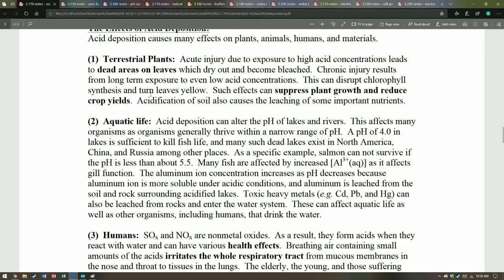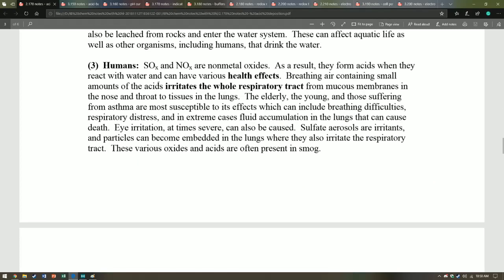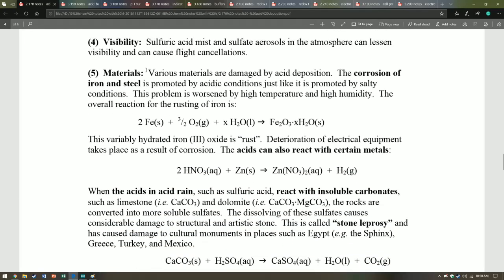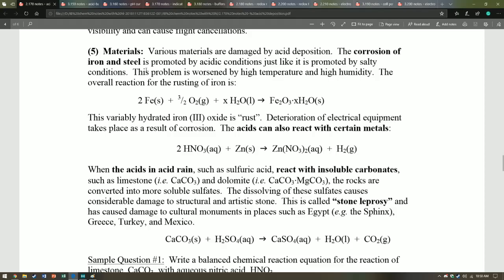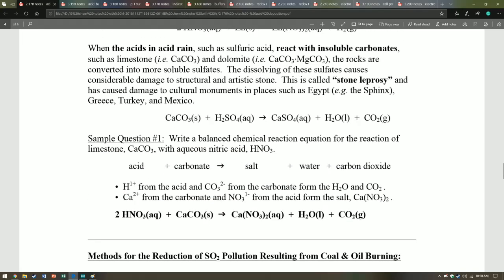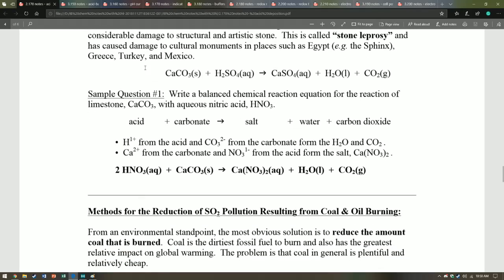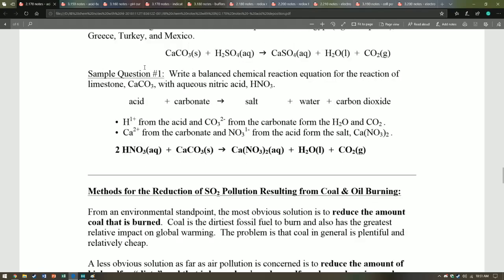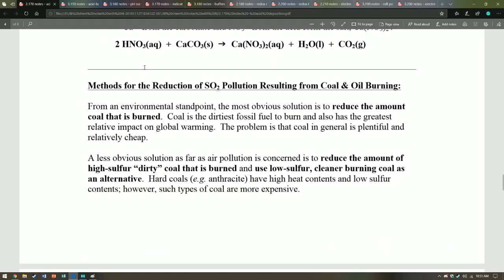Well, my teacher's notes technically, but plants die, fish die, humans die. That's it. Also, visibility is lowered. Things will corrode because acids are corrosive, since their H+ ions will pick up electrons from other stuff. Yeah, this is all bad. Now, what are some methods that we can use to help reduce pollution?